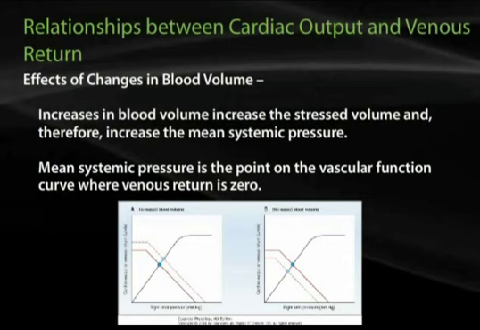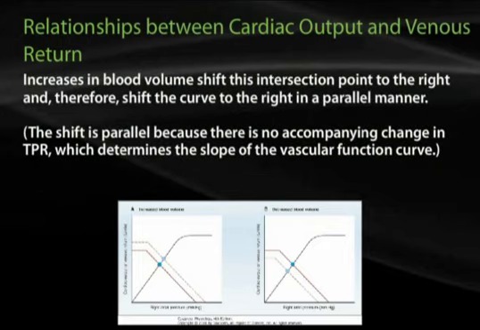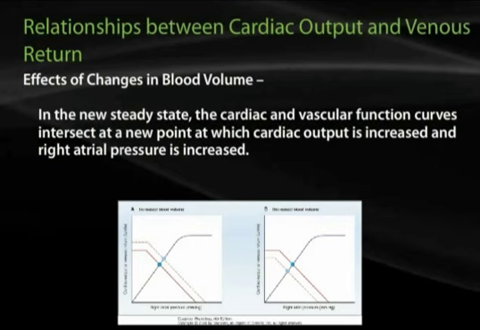Increases in blood volume increase the stressed volume and therefore increase the mean systemic pressure. The mean systemic pressure is the point on the vascular function curve where the venous return equals 0. Increases in blood volume shift this intersection point to the right and therefore shift the curve to the right in a parallel manner. The shift is parallel because there is no accompanying change in total peripheral vascular resistance. Remember, TPR determines the slope of the red curve, which is the vascular function curve. In the new steady state, the cardiac and vascular function curves intersect at a new point at which cardiac output is increased and the right atrial pressure is also increased.